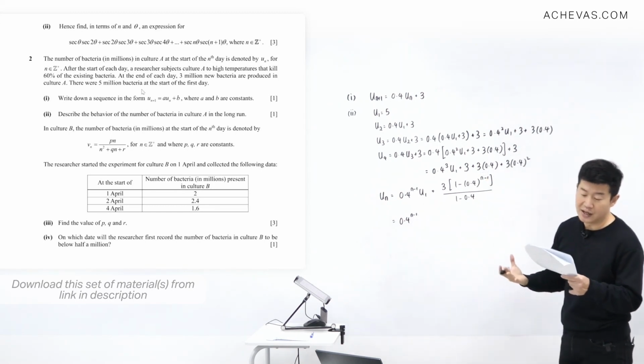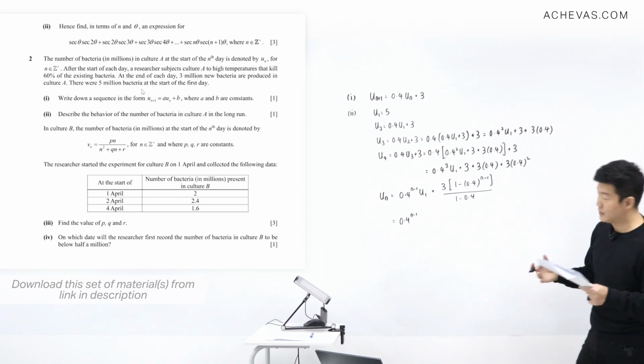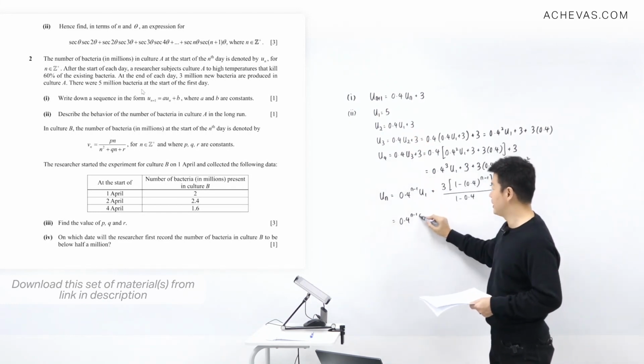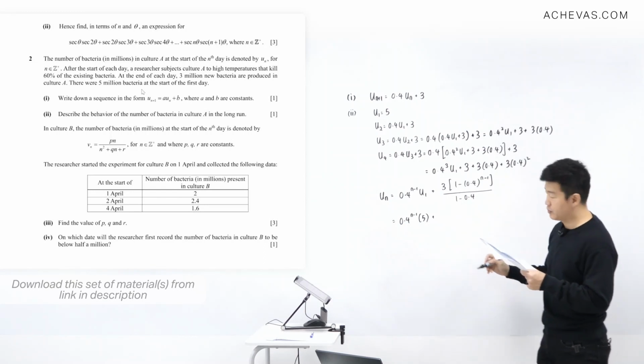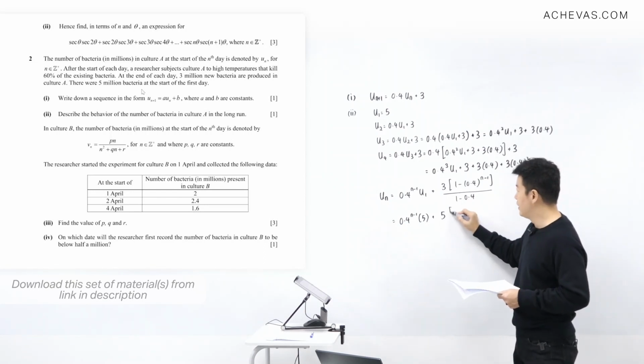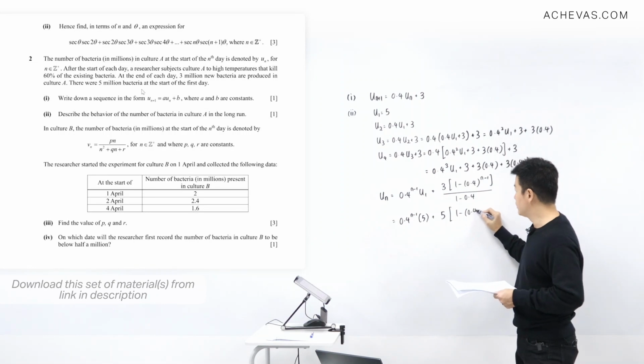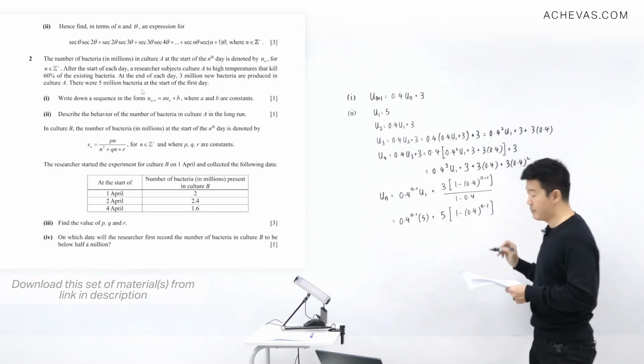In fact, we can actually probably substitute U1 in already. I'm going to substitute and replace U1 by 5 over here. Then plus 3 divided by 1 minus 0.4 is actually going to be 5, so 5 times 1 minus 0.4 to the power of n minus 1.